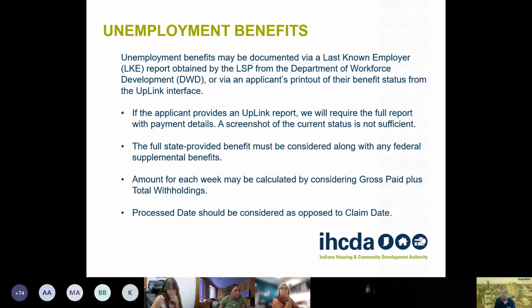The full state provided benefit must be considered along with any federal supplemental benefits. The amount for each week may be calculated by considering gross paid plus the total withholdings. And the process date should be considered as opposed to the claim date. We want to know when they're actually receiving these benefits and not when they filed for them, because sometimes they're paid out weeks or even months later.